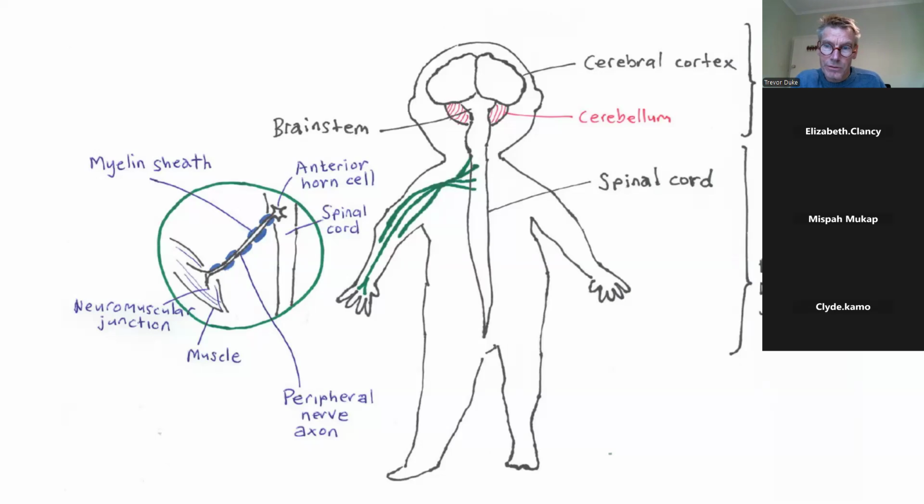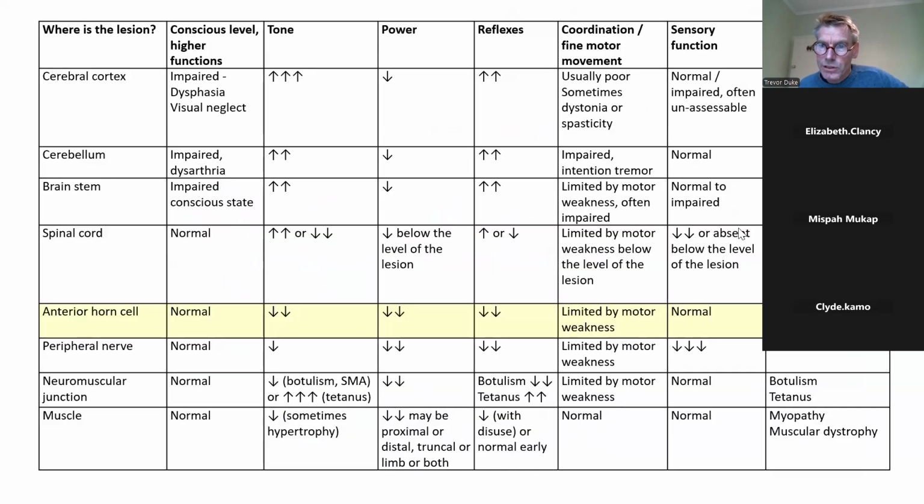Now, I won't go over this in much detail, but the clinical features are different for each of these locations of neurological involvement. And I've shown this table before, which you can use with clinical information, the conscious level of the child, their tone, their power, their reflexes, their coordination or fine motor movement, their sensory function, to identify what level the lesion is and what the most likely diagnoses are.